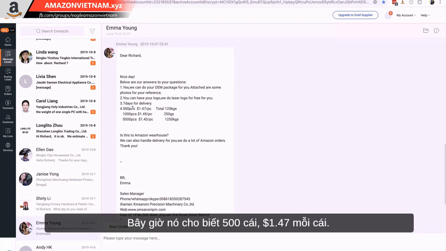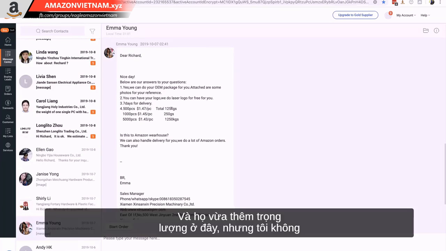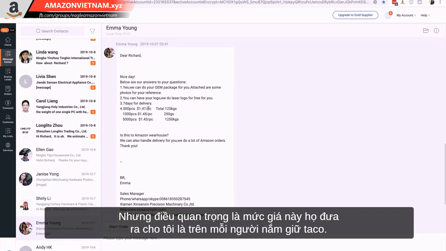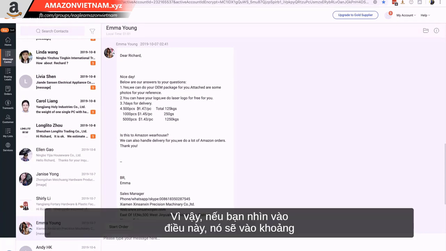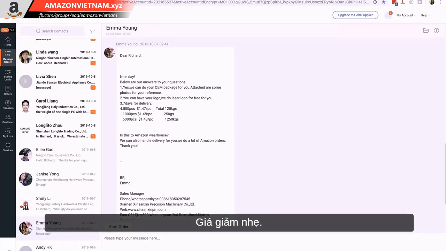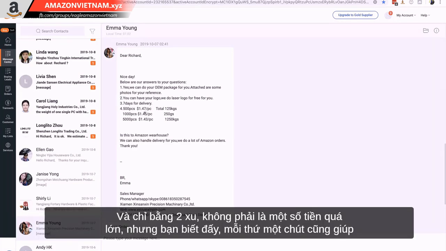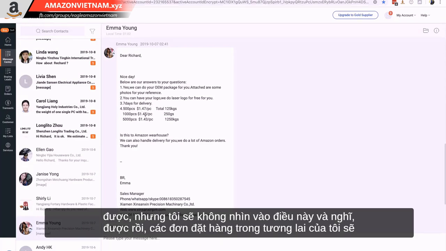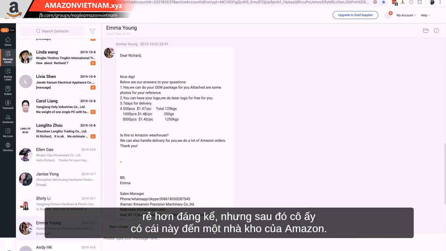Now, it says 500 pieces, $1.47 per piece. And they've just added the weight here, but I've got no reference for what that weight is. But the important thing is, this price they're giving me is per taco holder. So we would want 4 of them. So if you look at this, it's going to be around $5.80 for a 4-pack. And that's for 500 pieces. Now you can see 1,000 pieces here and 5,000 pieces. The price drops slightly and only by 2 cents, which is not a huge amount. But you know, every little bit helps. But I wouldn't look at this and think, okay, my future orders are going to be significantly cheaper.